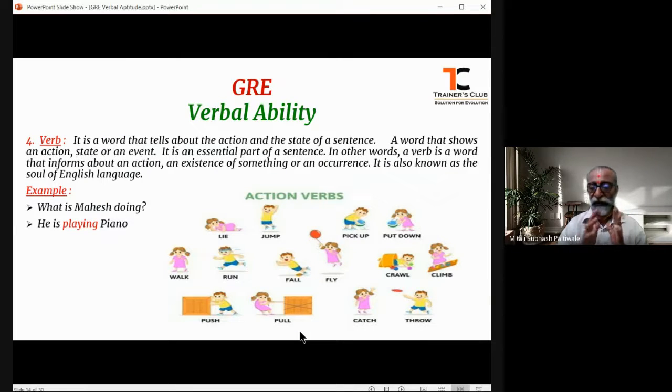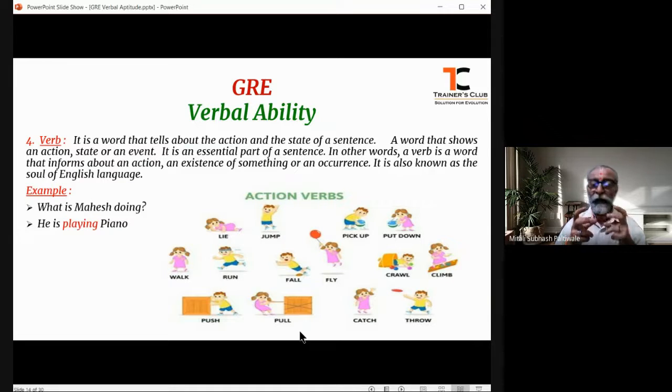Then, the most important part in verbal ability is the part of speech which is very important, that is the verb. That's why I told you in the very beginning, when I was giving a brief introduction about the 8 parts of speech, that the verb is the heart of a sentence. That means if there is no heart in a living being, it is considered dead. In the same way, if there is no verb used in a sentence, that sentence is of no use.